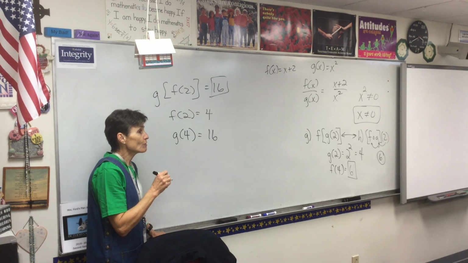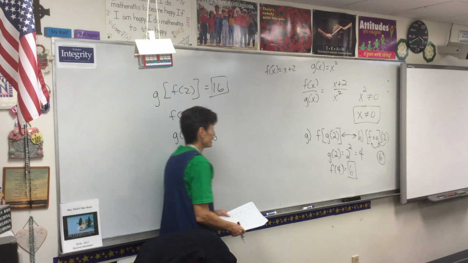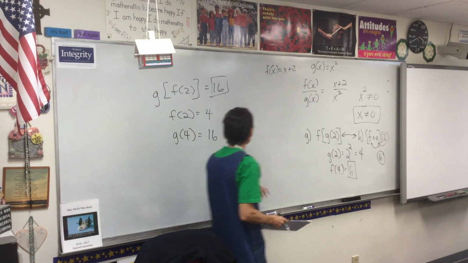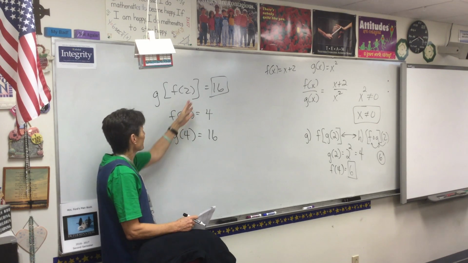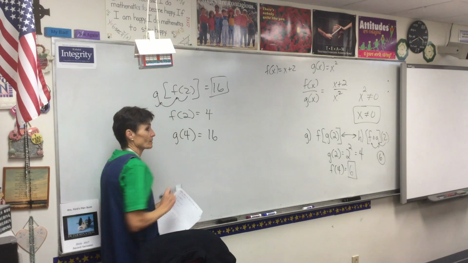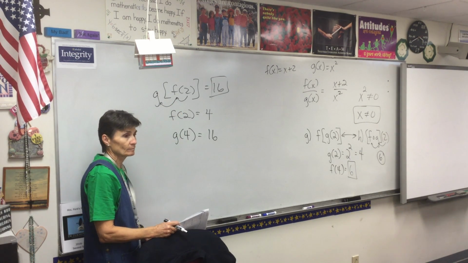The order that we do f and g matters. Because when we did g first and then f, we got 6. But when we did f first and then g, we got 16. So you got to pay attention. And remember, you go this way. It's one of the few times that we go right to left.